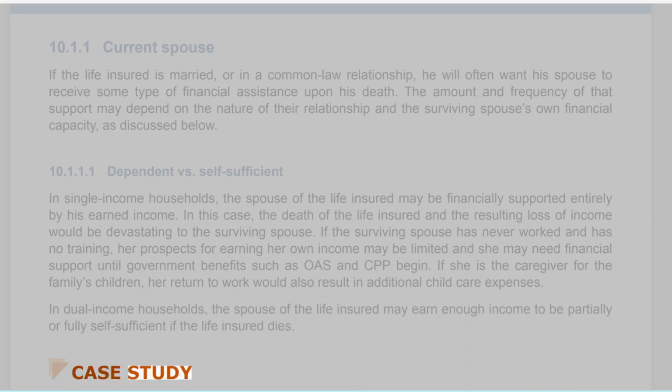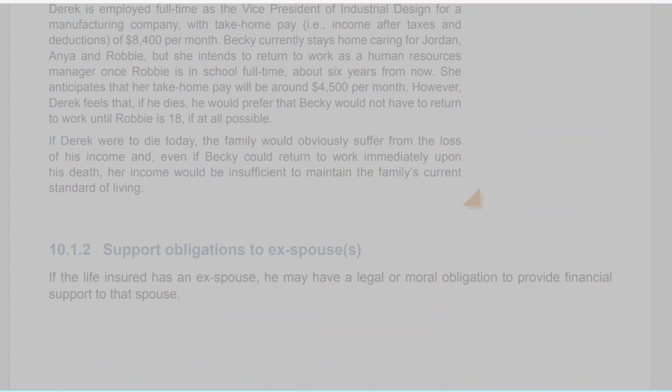Case study. Derek is employed full-time as the Vice President of Industrial Design for a manufacturing company, with take-home pay, i.e., income after taxes and deductions, of $8,400 per month. Becky currently stays home caring for Jordan, Anya, and Robbie, but she intends to return to work as a human resources manager once Robbie is in school full-time, about 6 years from now. She anticipates that her take-home pay will be around $4,500 per month.